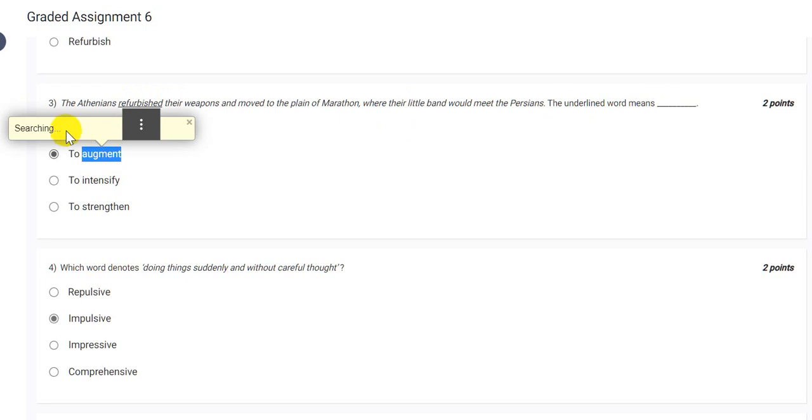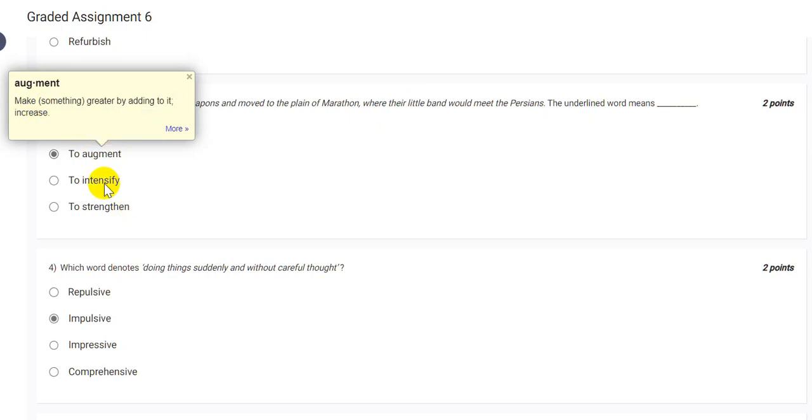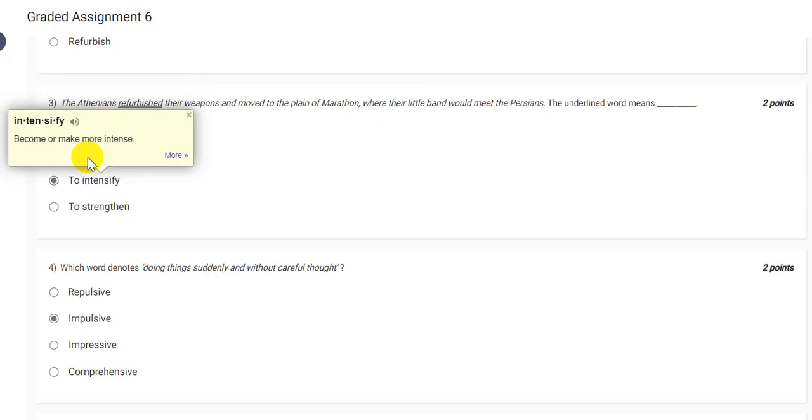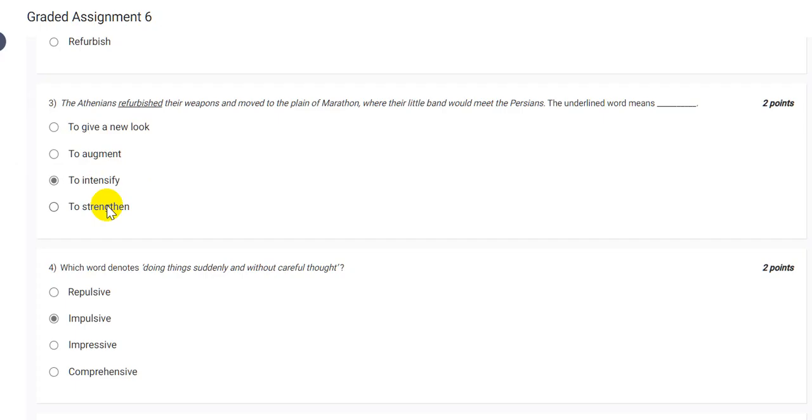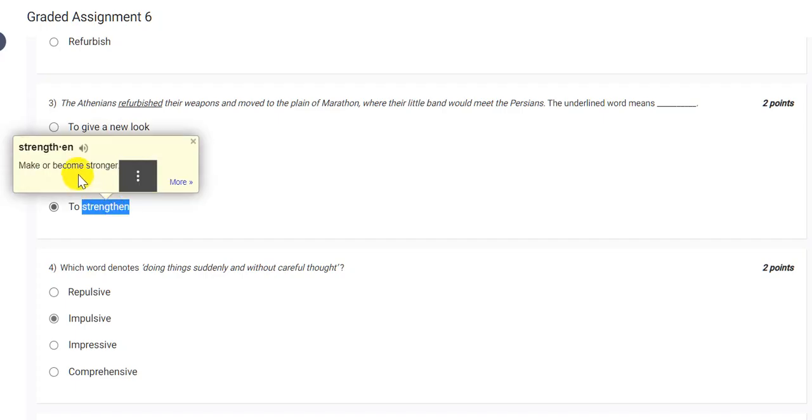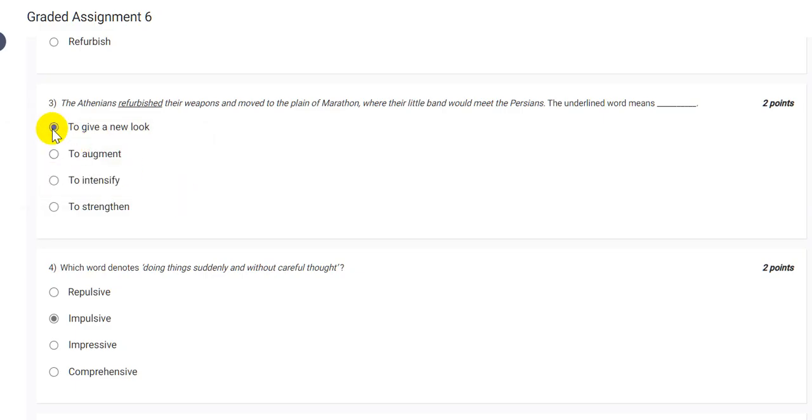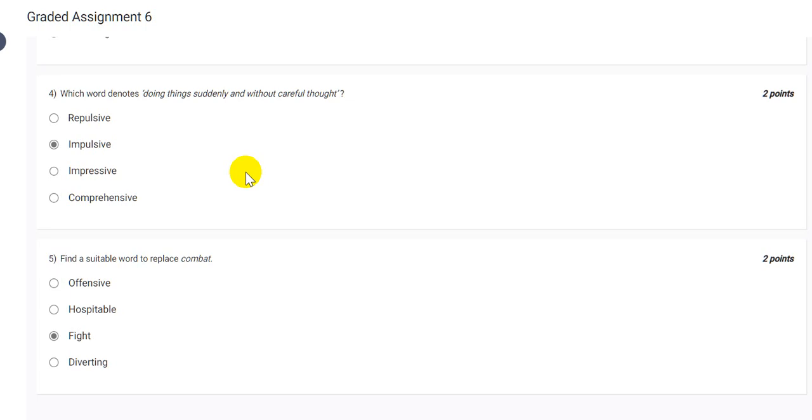What does augment mean, if anyone wants to know? Make something greater by adding to it, increase it, augmentation. Okay. Intensify: become or make more intense, you know that. Strengthen: make or become stronger. So the answer will be to give a new look. Refurbish their weapons. It might be a sword, it might be anything, it might be a shield. Okay, so let us come to the next question.